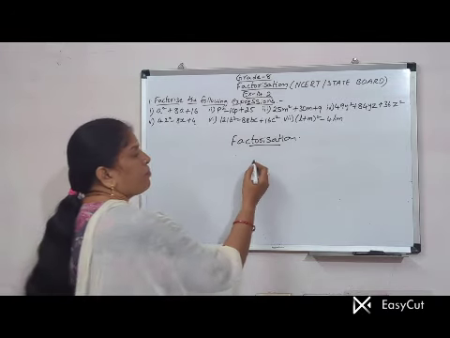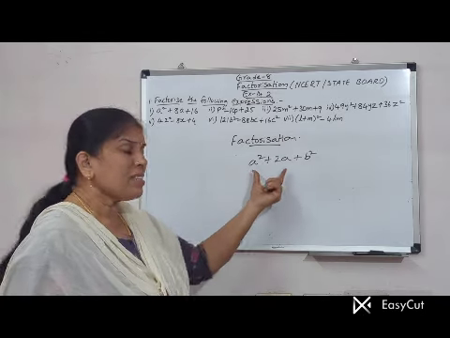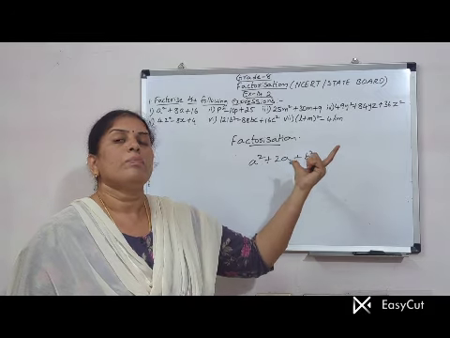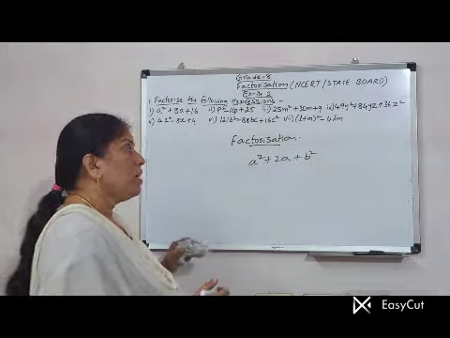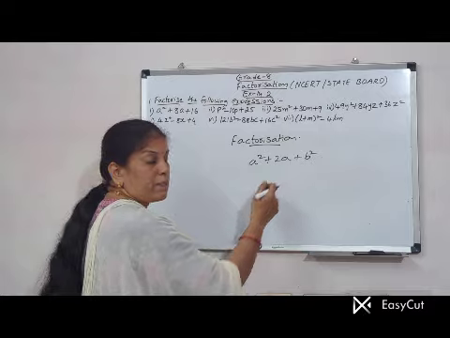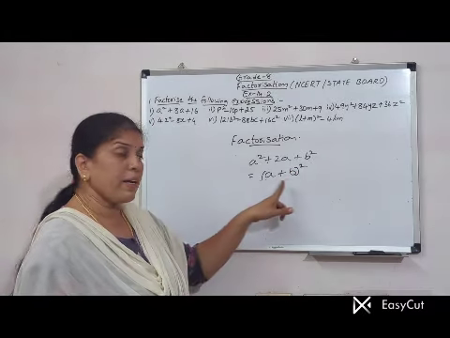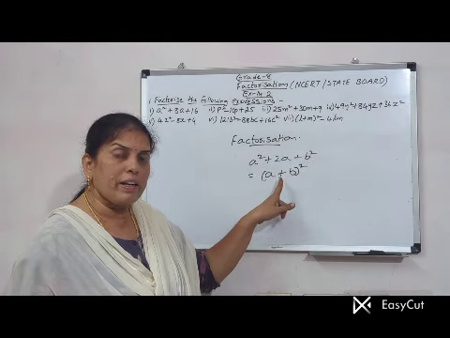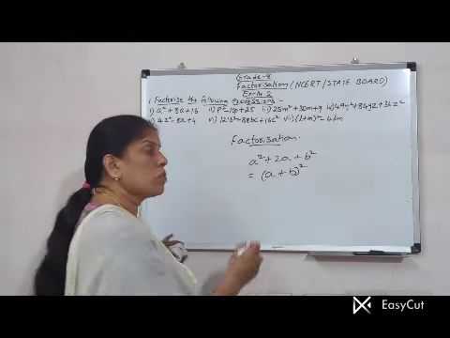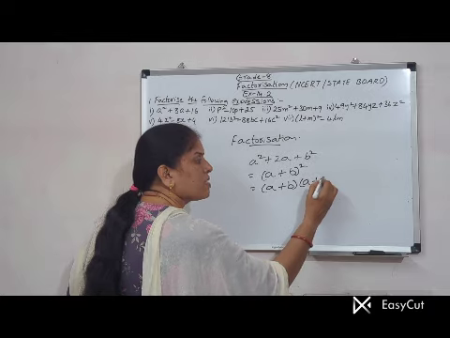Okay, for example, a square plus 2ab plus b square. This is an algebraic expression. We will divide this algebraic expression into a product of two factors. How? See here, this is an algebraic identity, you know? Identity. A square plus 2ab plus b square is equal to a plus b whole square. A plus b whole square means you can write it as a product of a plus b into a plus b. Why? Because a plus b is repeating 2 times. So, we can write a plus b whole square as a plus b into a plus b.